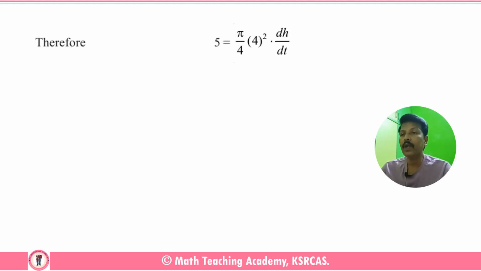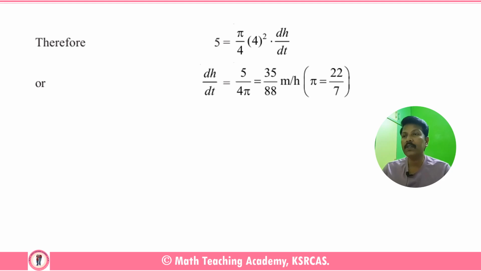Then what you will get is 5 is equal to pi by 4 into 4 squared into dh by dt. Here what we have done is, in place of h, replaced 4. So dh by dt is equal to 5 by 4 pi, and then replace pi by 22 by 7. Then we will get 35 by 88 meter per hour. So dh by dt is equal to 35 by 88 meter per hour.